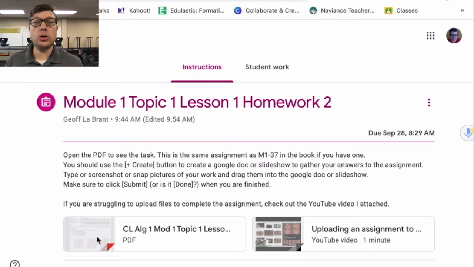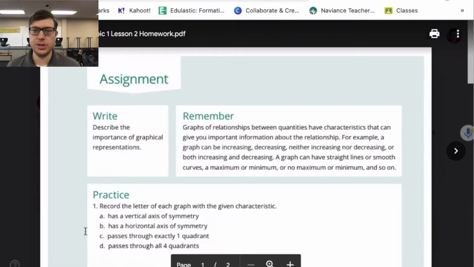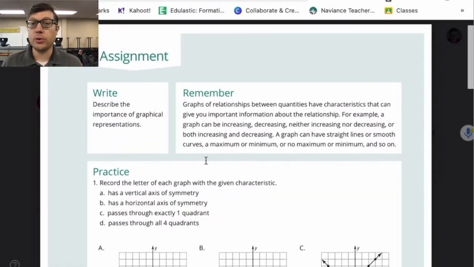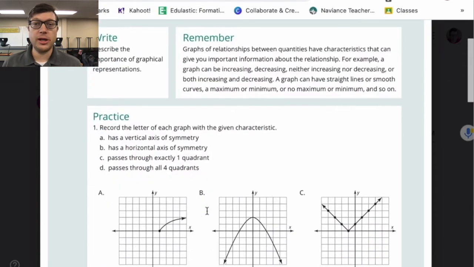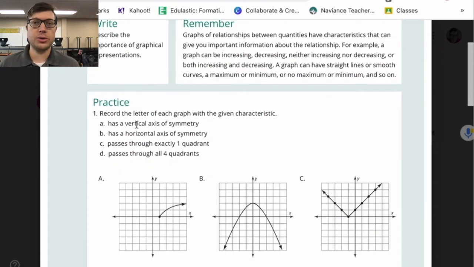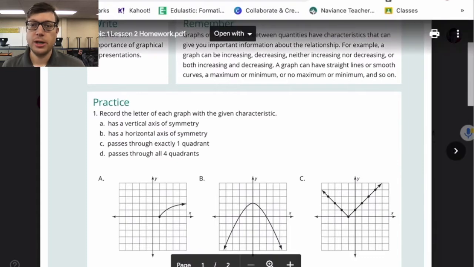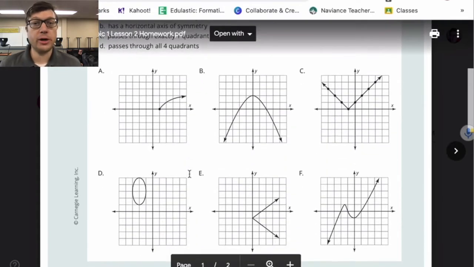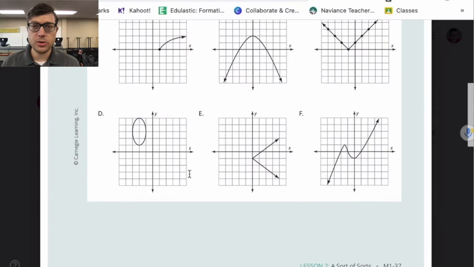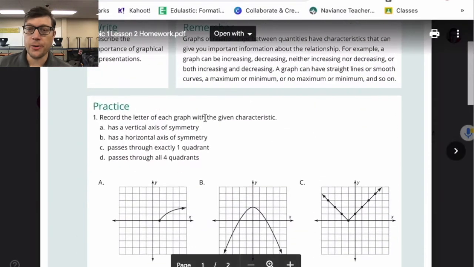Open the assignment in Google Classroom. Notice that the PDF is attached to the assignment. I would recommend that you create a Google Doc and then copy paste the directions or instructions into that Google Doc. Here we can see the graphs that you're going to be analyzing, and we're going to be talking about characteristics of the graphs in this video.